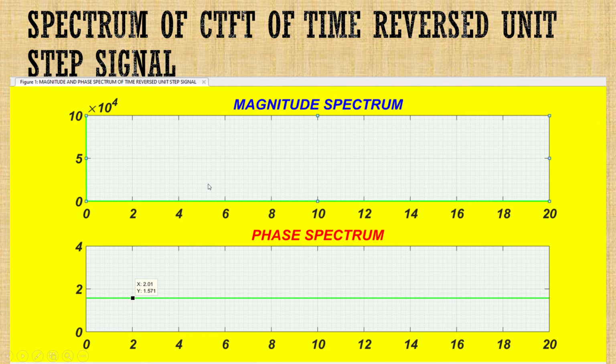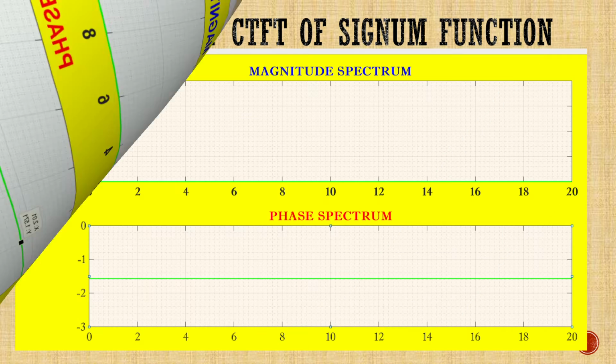This is the magnitude and phase spectrum of u of minus t. Its magnitude spectrum is similar to that of the u of t signal. But look here that for every value of omega, its phase spectrum has a value of pi by 2 radians. Now we will take another example, which is signum of t.